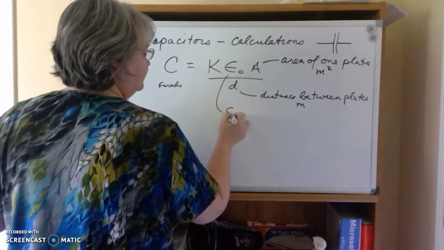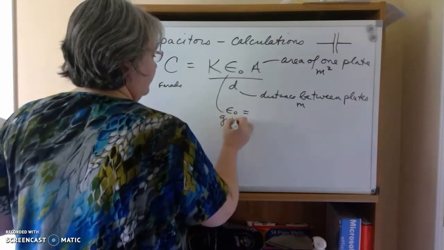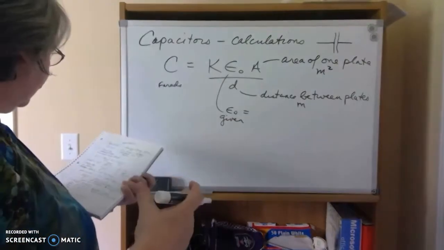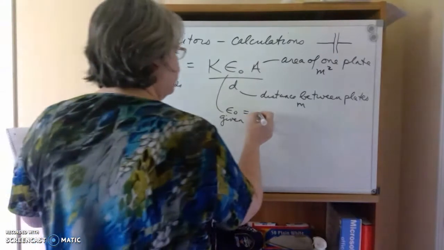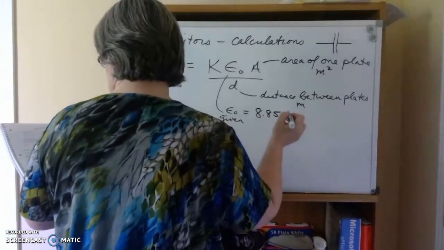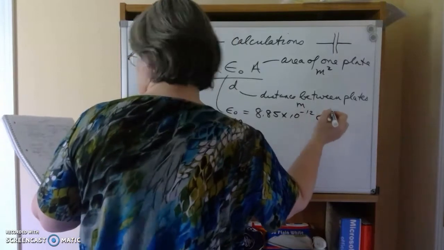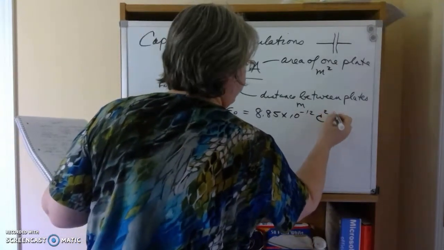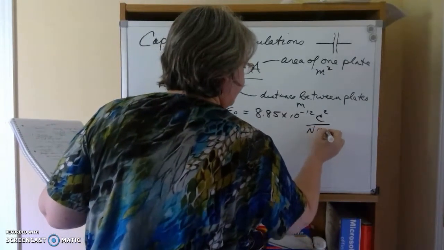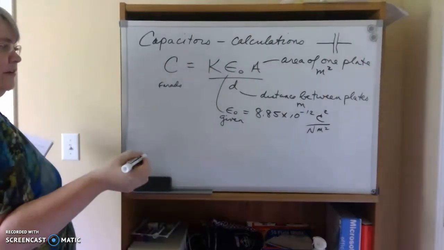Epsilon 0 is a constant. It is given as a reference number. It'll always be on the exam given. It's equal to 8.85 times 10 to the negative 12 coulombs squared per Newton meters squared. Okay, so that's the same number in every calculation.